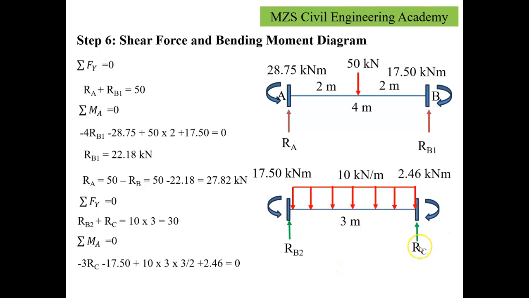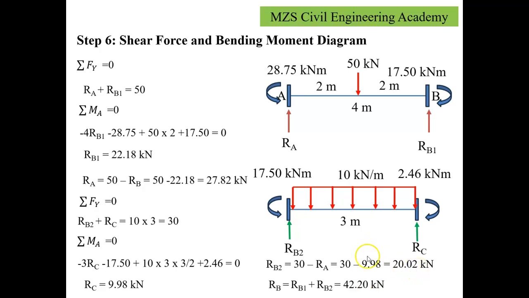I should write here joint B. So I will get an anti-clockwise effect of RC: minus 3 RC, minus 17.50, plus 10 into 3 into 3 by 2, the couple produced by the UDL, plus 2.46, the moment at joint C. From this, the RC value comes out to be 9.98. Now I will write RB2 equals 30 minus RC. That's why the RB2 value works out to be 20.02. Now if I add both components at joint B, RB1 from the first span and RB2 from the second span, the total reactive force RB comes to be 42.20.